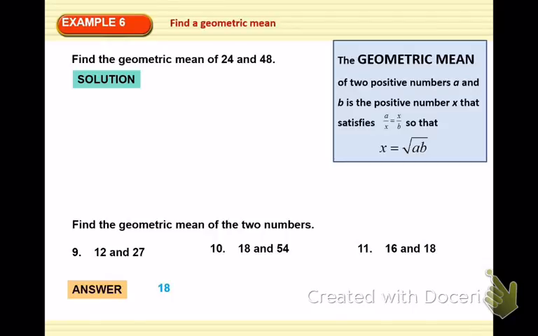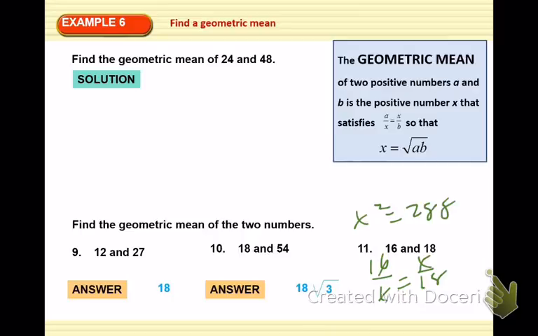All right, so you should have gotten 18 for 9, 18 radical 3 for 10, and for 16 and 18, I thought I had the answer ready to go, and apparently I don't. So let's do this real quick. Right, so we're going to go 16 to x equals x to 18. Cross multiply, we get x squared equals 288. I happen to know that 144 will go into 288 twice. Square root of 144 is 12, so you should get 12 square root of 2.